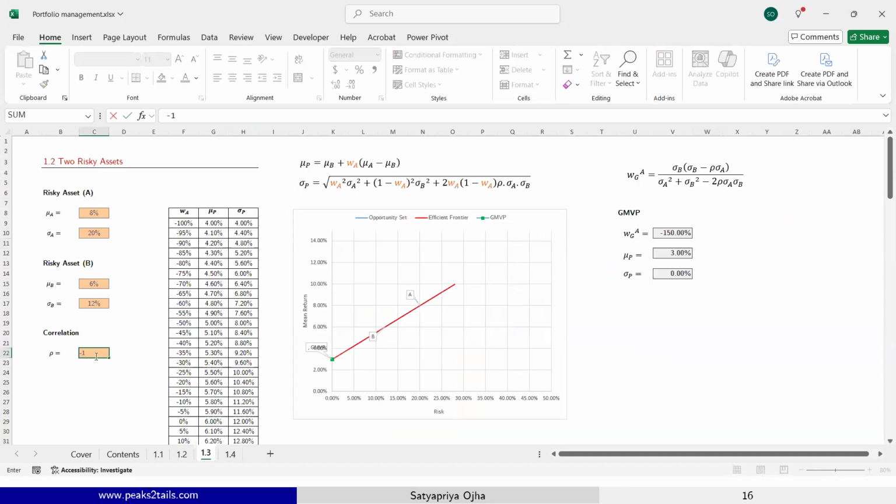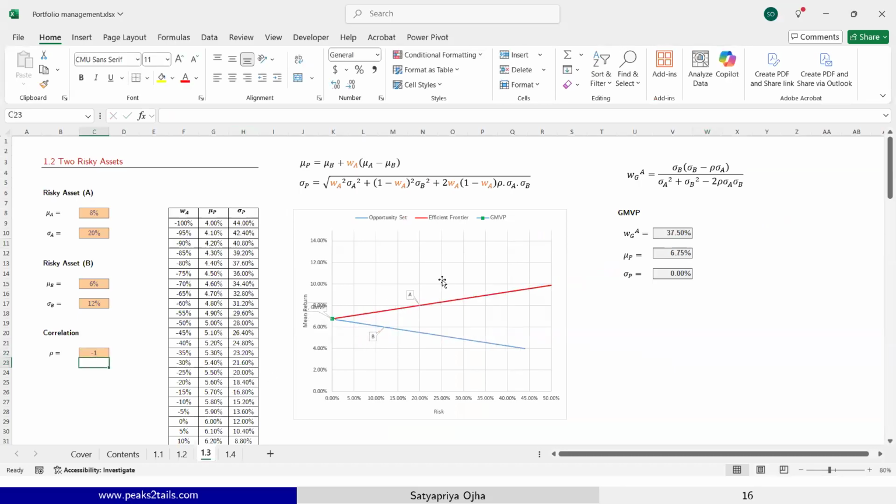Rho equal to minus 1. It's an extreme hyperbola case, right? The allocation to asset A is 37.5% positive. Allocation to B would be what? 62.5%, I guess. Mean return is much better, 6.75%, risk free, right? That is the power of diversification, full, complete diversification in this case. It's much better, right? Okay, so these are the two extreme cases.